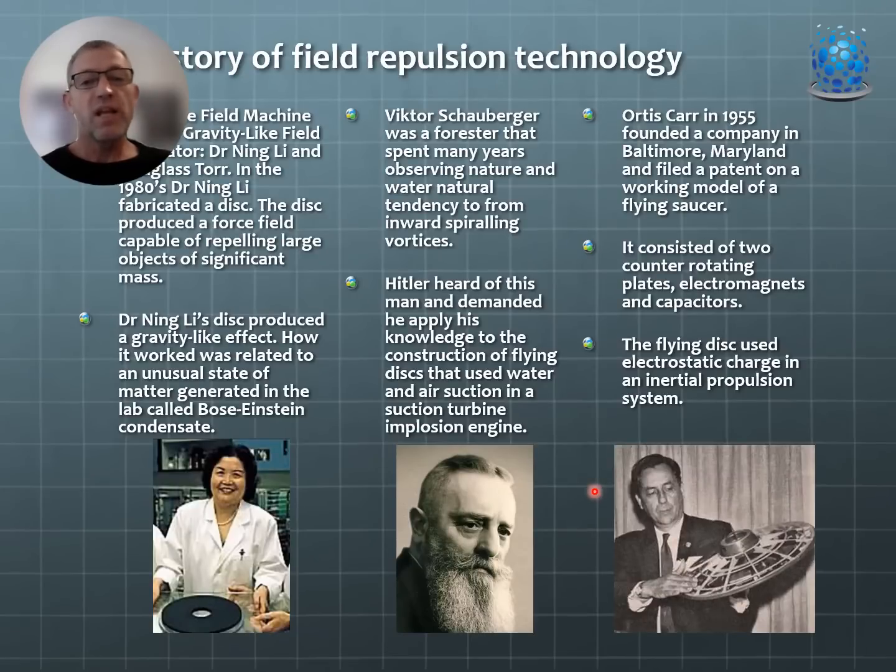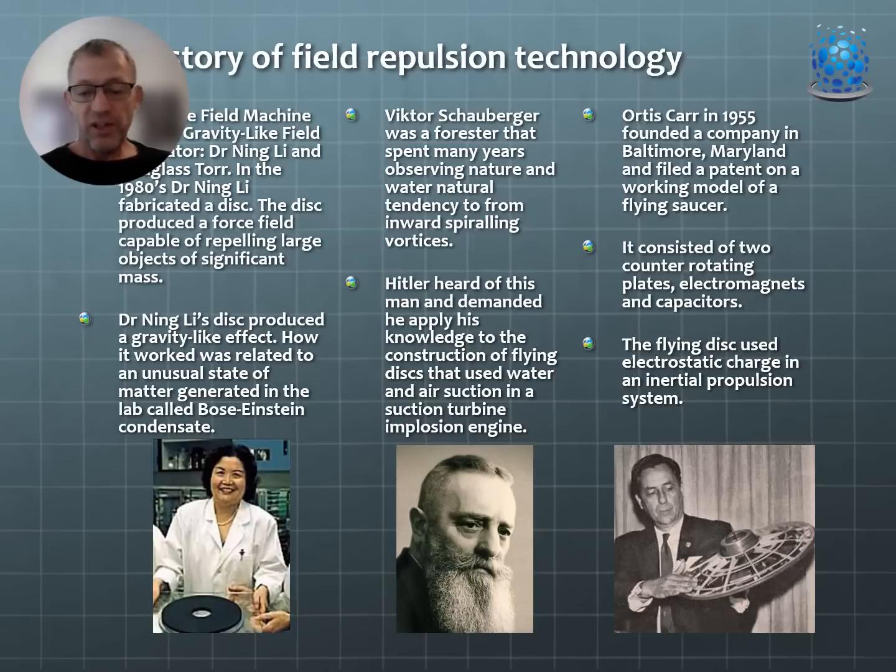What I'd like to do now is take a little bit of a look at the background history of field repulsion technology. Now, these authors are historical figures. For example, Dr. Ningley and Douglas Torr. Now, in the 1980s, they fabricated a disc that produced a force field capable of repelling objects of significant mass. Now, it produced a gravity-like effect, and how it worked was related to an unusual state of matter generated in the lab, the Bose-Einstein condensate.